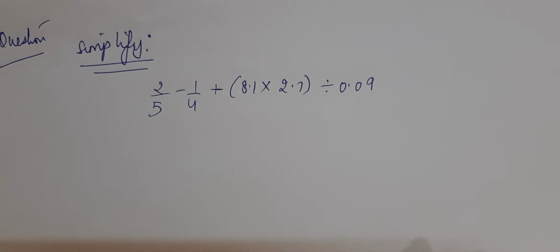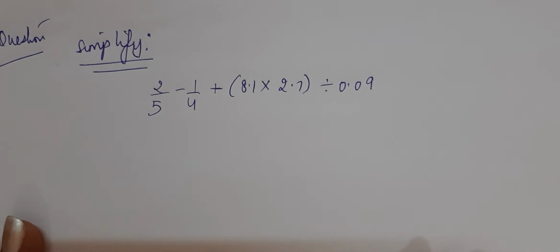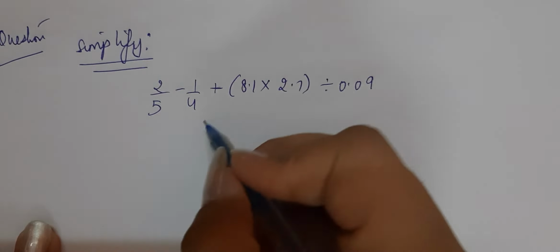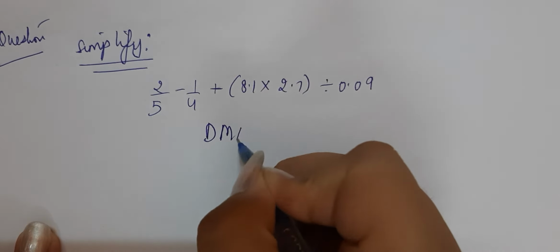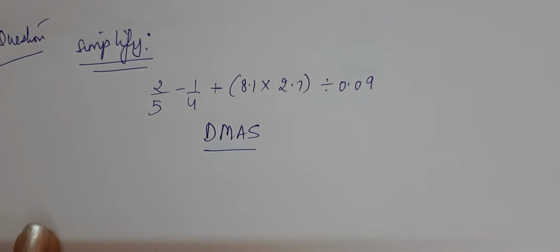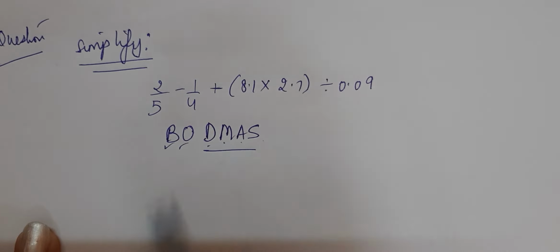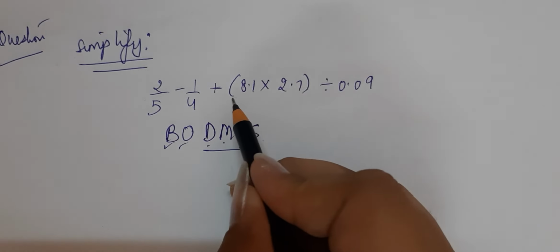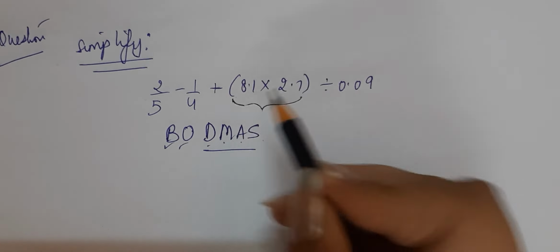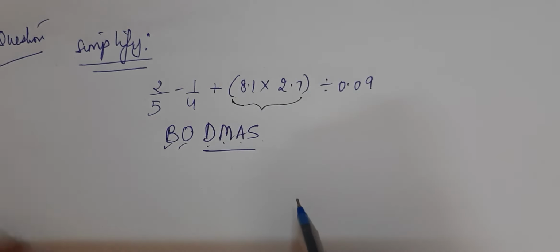Now the question says to simplify 2 by 5 minus 1 by 4 plus 8.1 into 2.7 divided by 0.09. I know that if we want to solve such a complex question, I have to follow the BODMAS rule, that is bracket, of, division, multiplication, addition and subtraction. First of all, I will see if there is any bracket here. I can see that this term is in bracket, so I will first solve 8.1 into 2.7.